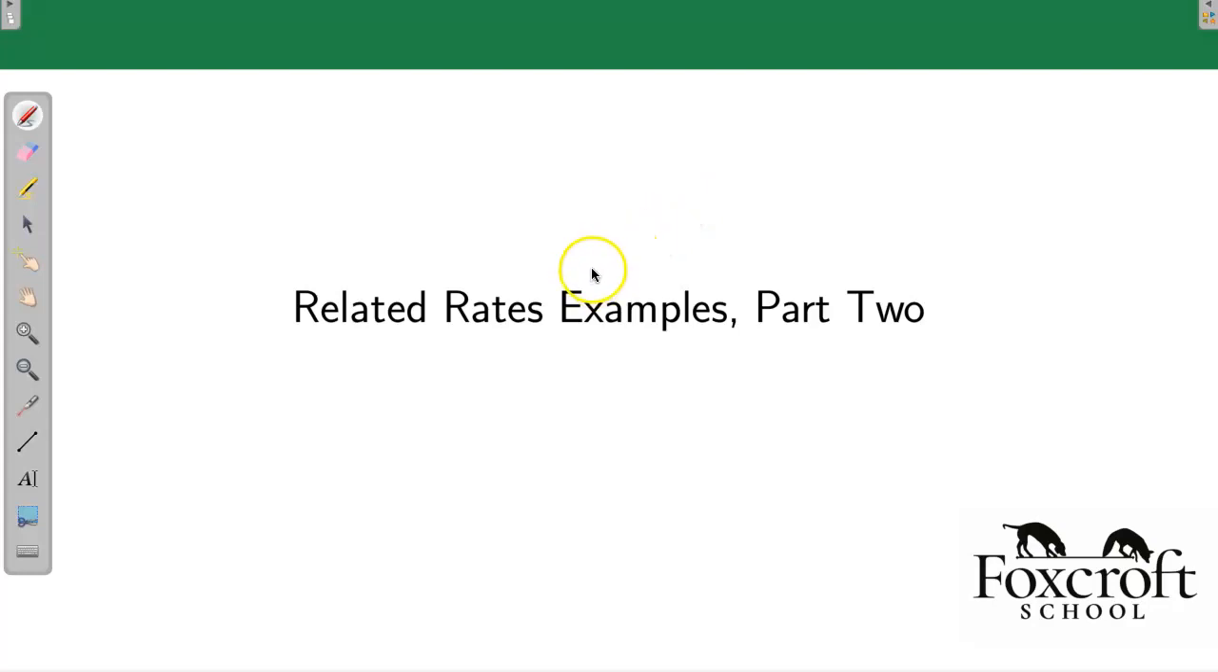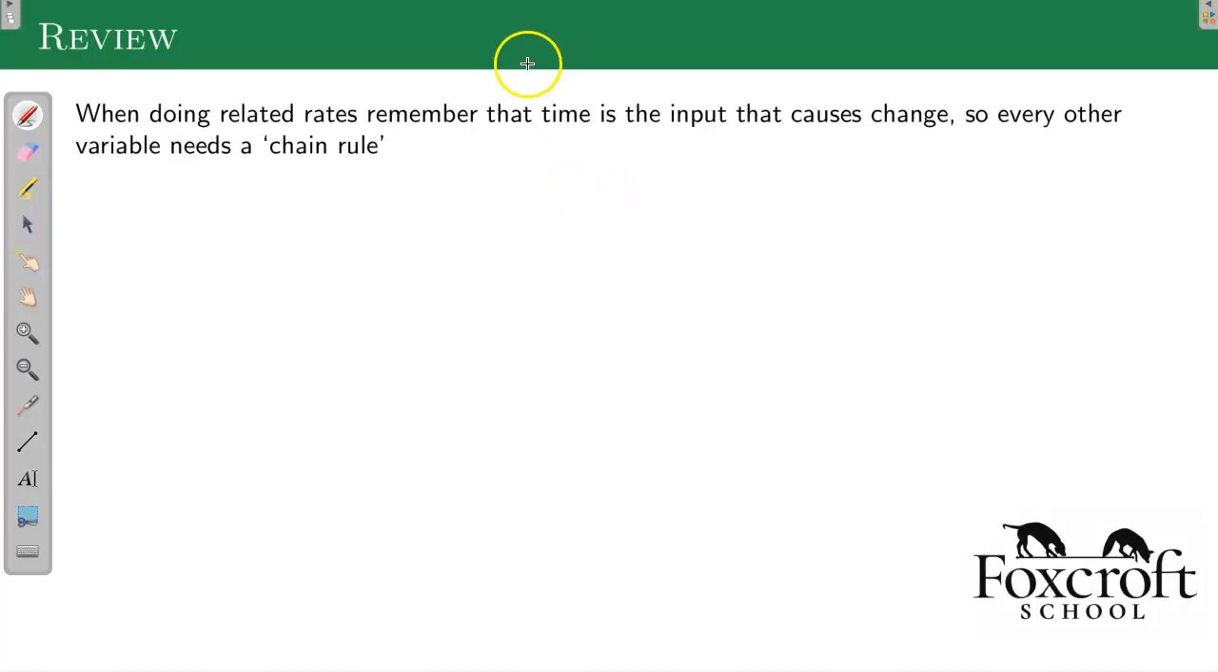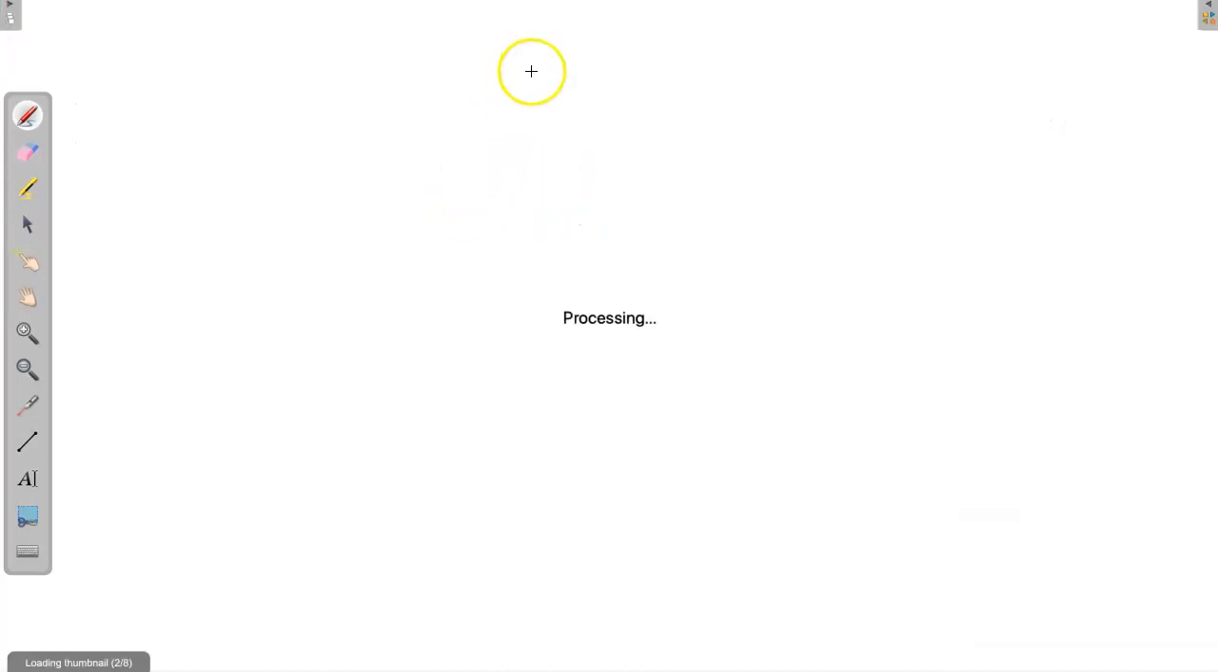All right, in this video, we're going to look at more related rates examples, especially the word problem type related rate problems. So in doing related rates, remember that time is the input that causes the change. So every variable needs a chain rule, which means you're going to get a lot of things that look like dx/dt, da/dt, all this different stuff. Time is the change that's causing other changes.